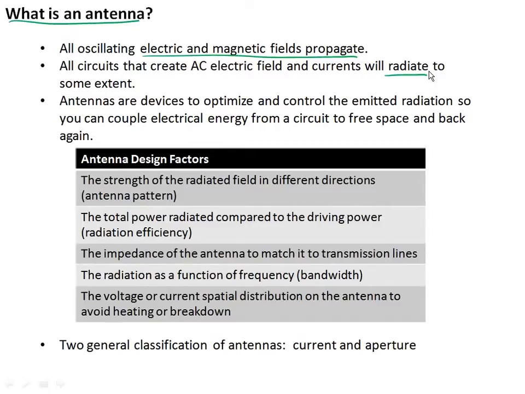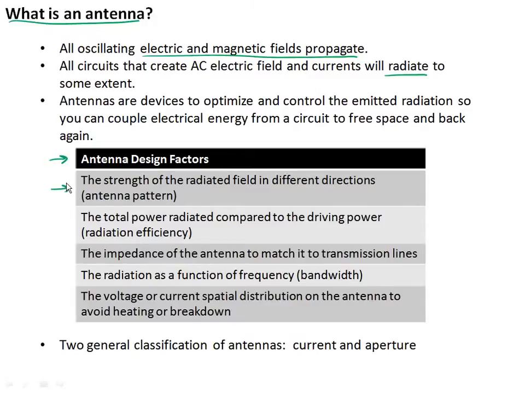It turns out antennas are just devices that we use to optimize and control, or to engineer, the emitted radiation so that you can couple the electrical energy from a circuit to free space and back again in the way you want to. And antenna design is well beyond the scope of this lecture. But there are a couple things you might want to design into an antenna, or design into a system designed to couple electric energy out of a circuit and into a propagating wave in space.